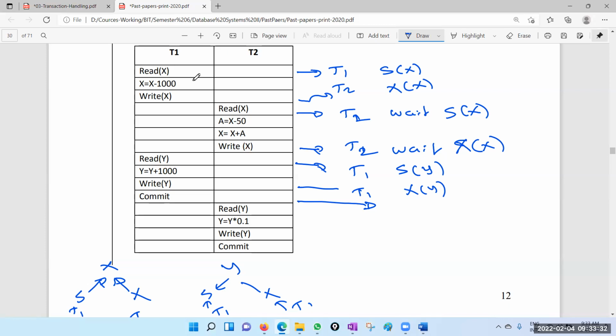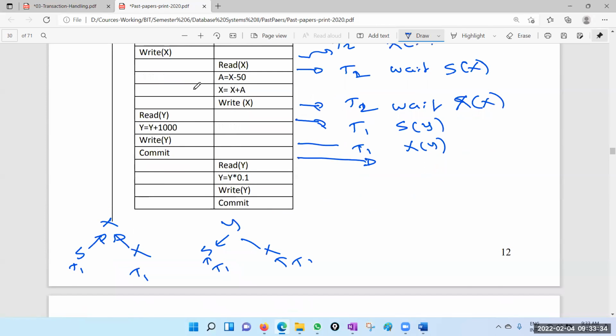That means this shared lock, this exclusive lock, this shared lock, and this exclusive lock. Forget about the lock upgrade for the time being. So it releases shared X, exclusive X, shared Y, and exclusive Y. Now all these locks are released.